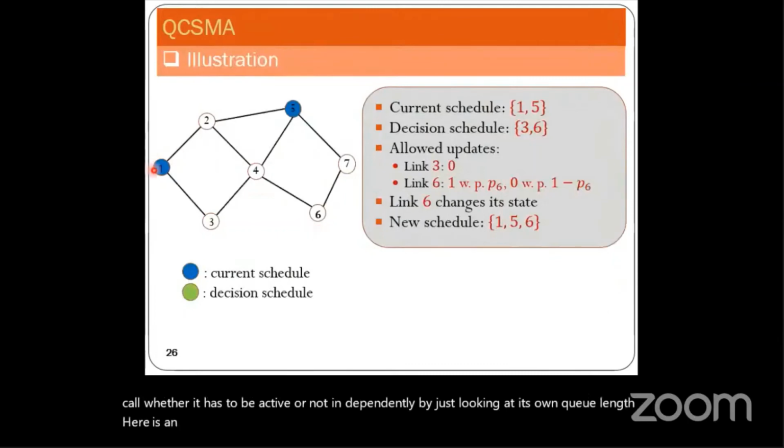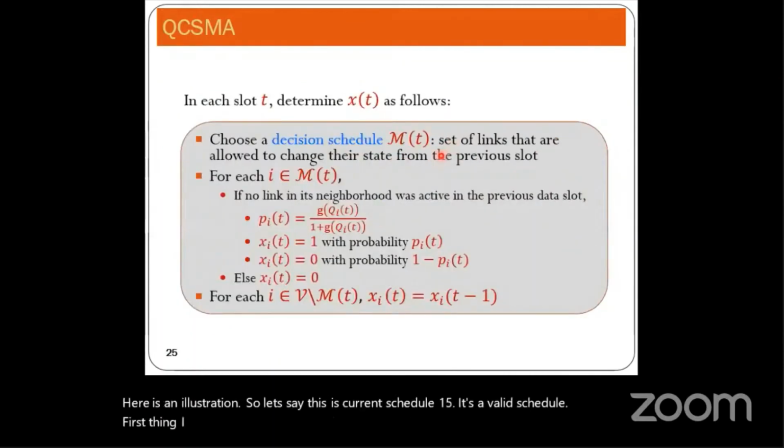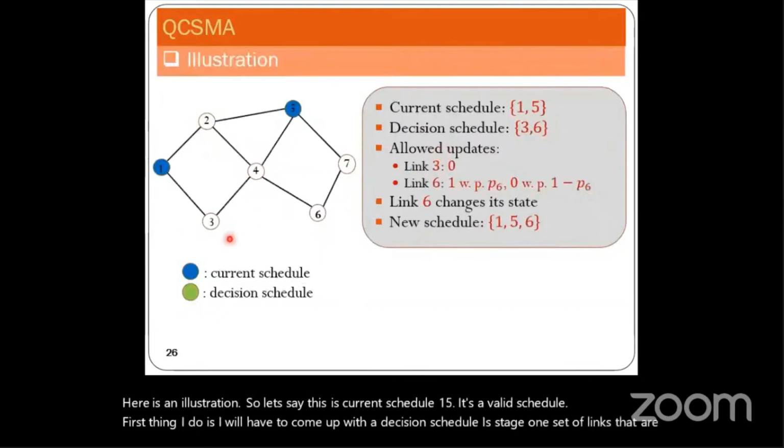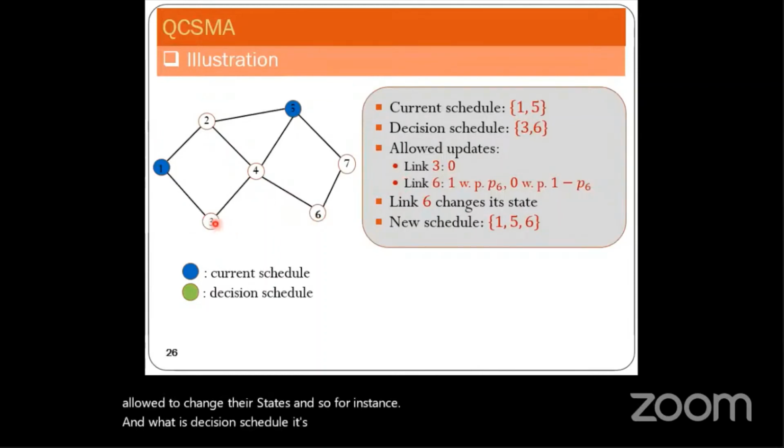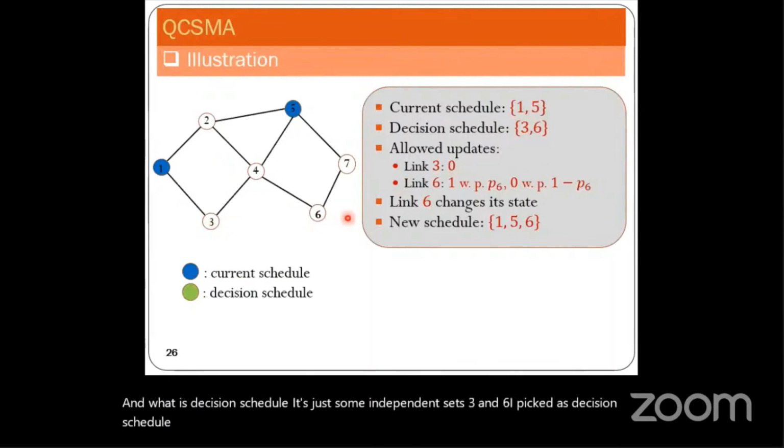So let's say this is current schedule 1.5. It's a valid schedule. First thing I do is I'll have to come up with a decision schedule. Is there one set of links that are allowed to change their state, right? And what is a decision schedule? It's just some independent set. So 3 and 6 I picked as decision schedule. This is clearly an independent set.